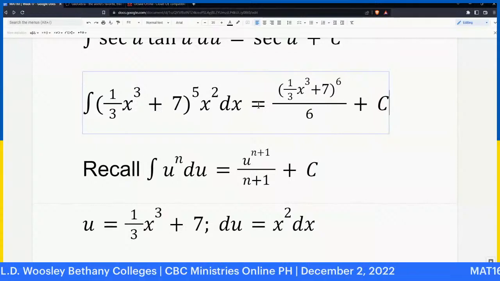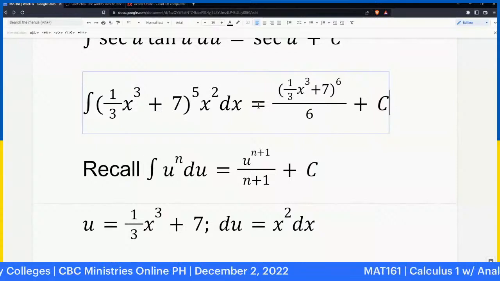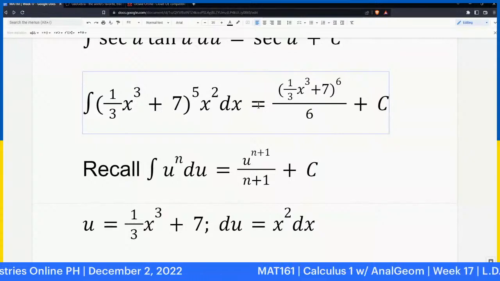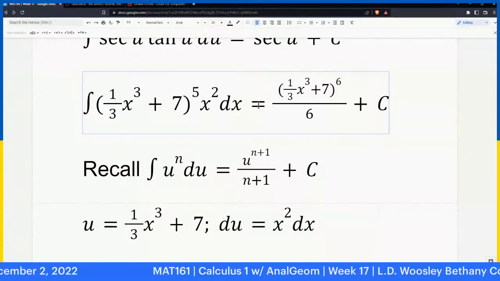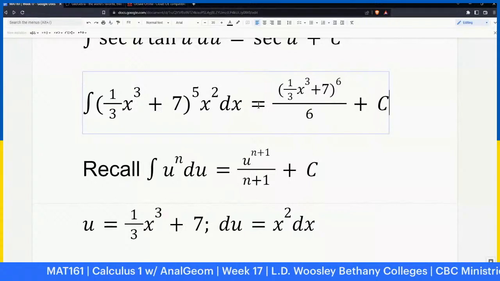Okay, another. Okay, perhaps we could solve some supplementary problems. Okay.